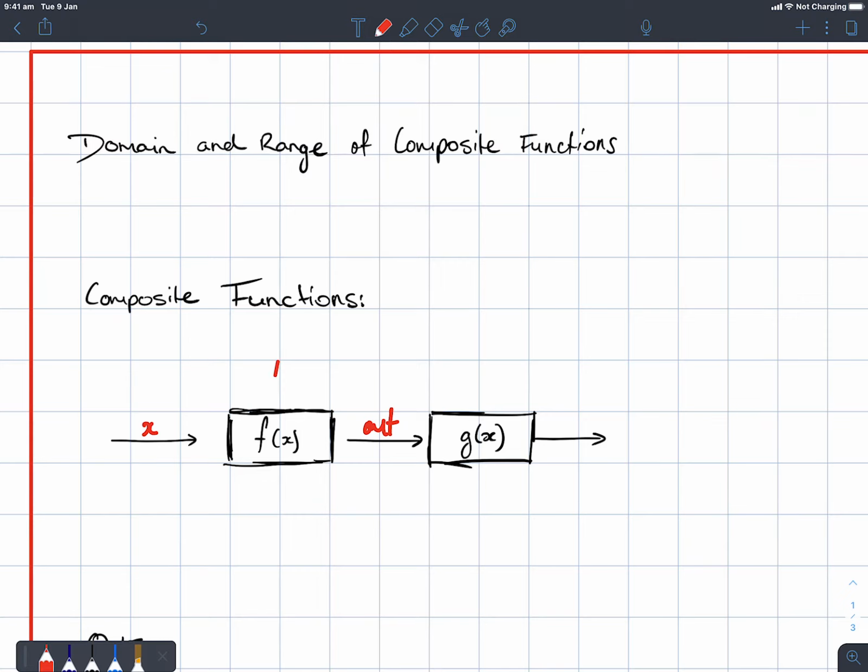So if some input we put in doesn't work in the function, for some reason it doesn't happen, well, we actually don't get an output, so you can't move it on to the next phase of the function, which means eventually we don't get anything if our first function just doesn't work.